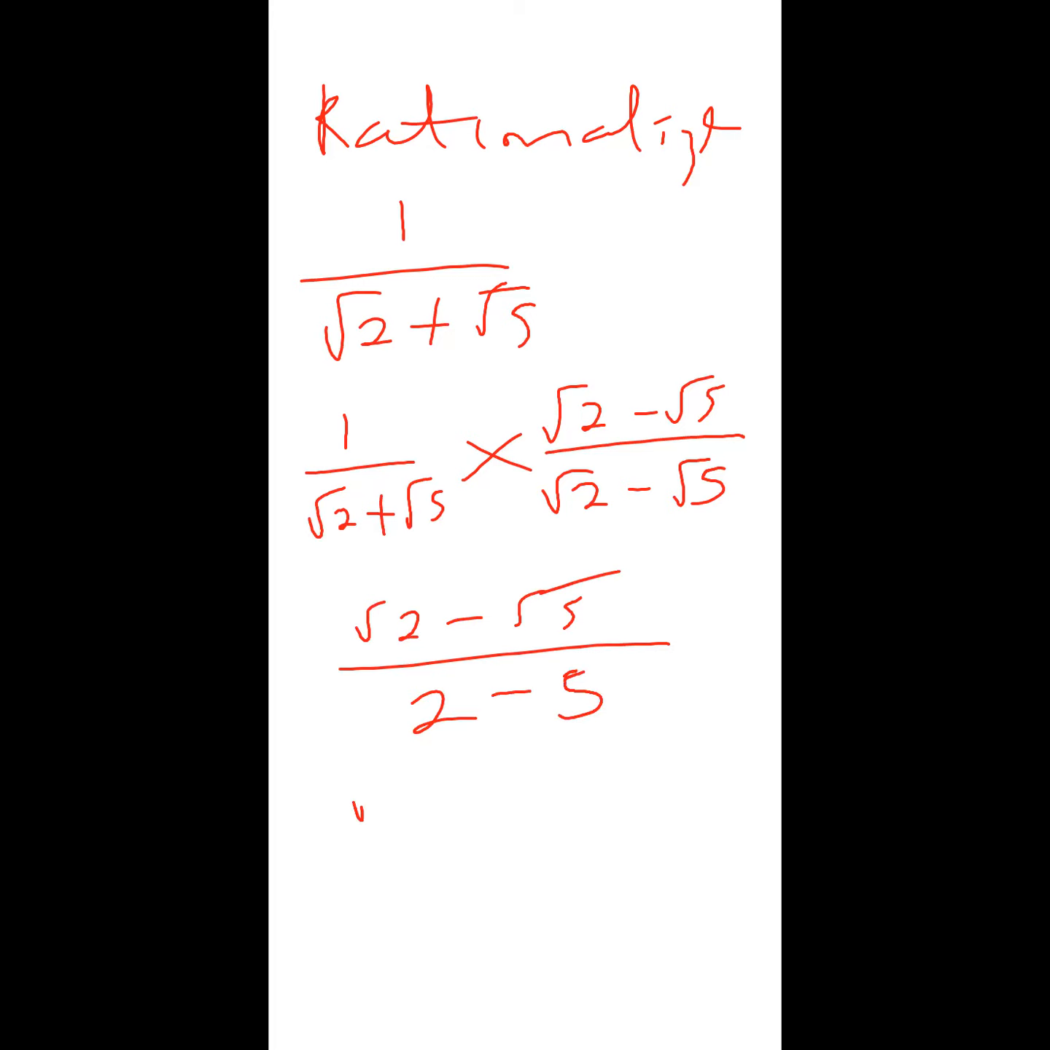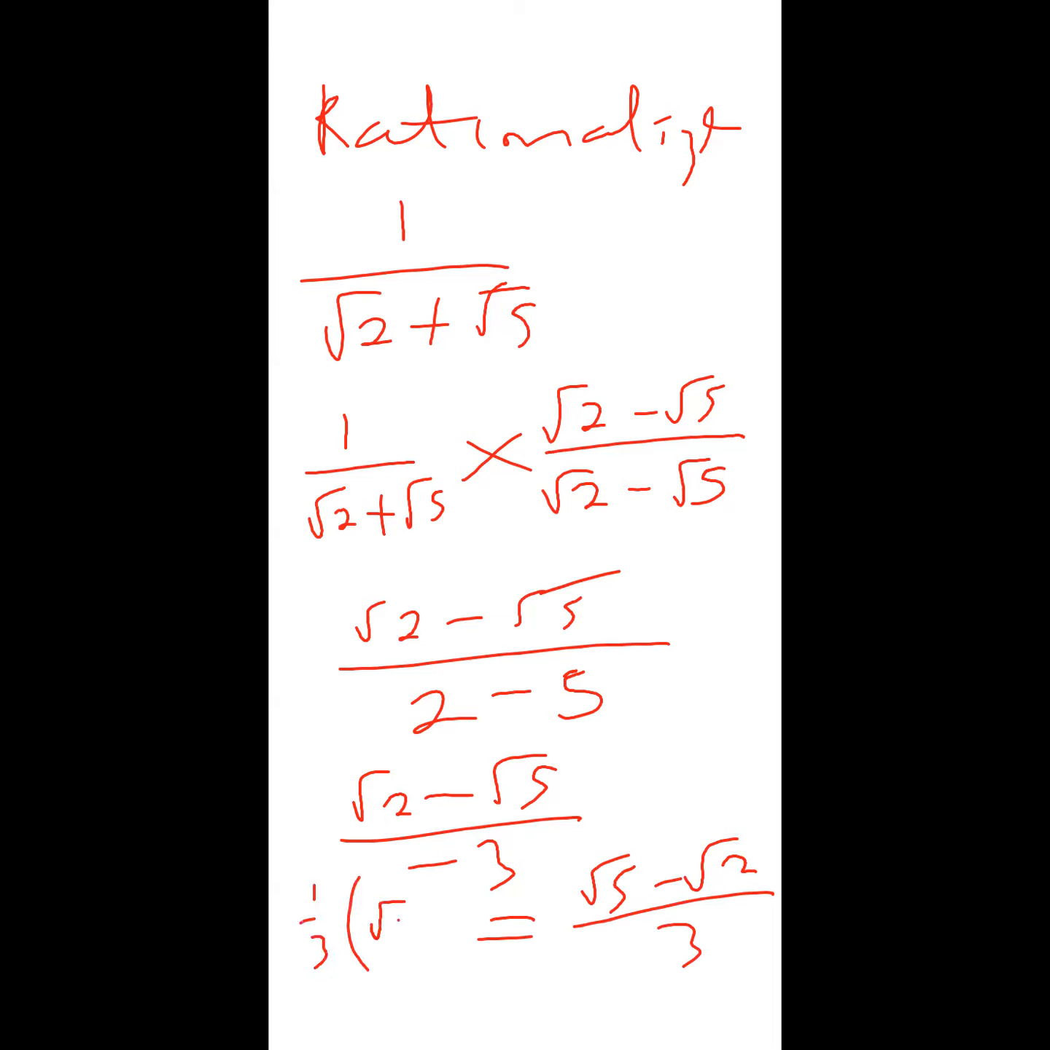So it's going to be root 2 minus root 5 over minus 3, which you can actually change to become root 5 minus root 2 over 3. When you are dividing a positive number by a negative number, it will give you a negative number. When you are dividing a negative number by a negative number, it will end up being a positive number. But in this case, what they did was they separated it. I can write it as 1 over 3 into root 5 minus root 2.